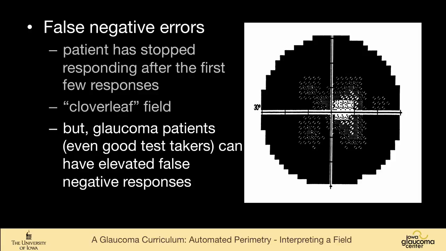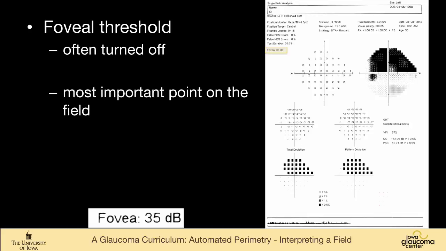It's also important to emphasize that people who have significant glaucoma, even those who are fairly good test takers, can have an elevated false negative response. So false negatives have a little bit less of the reject this field value that false positives do. But if you see a field like this, cloverleaf field, you know that it's somebody who just started the field and then stopped participating.